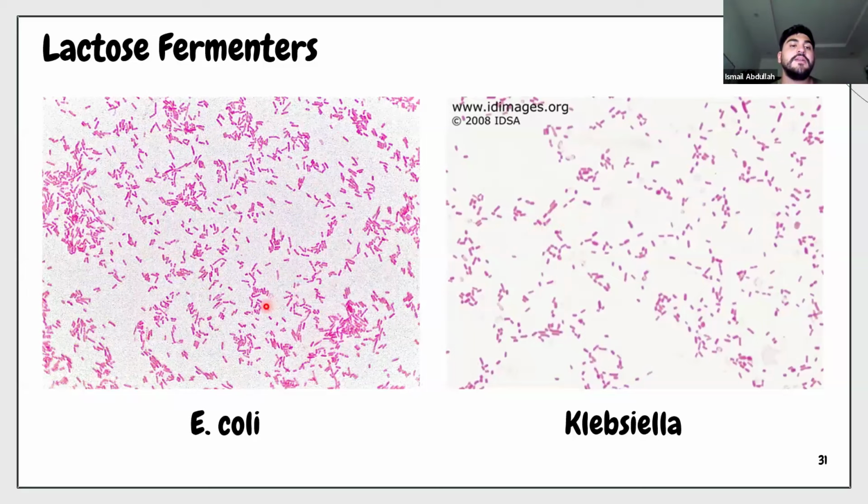Second thing, look at E. coli. It's all over the place. It's even in clusters, right here, for example. So this is because they're motile. They move. Klebsiella, no, they're fixed. And this is how I can tell the difference between E. coli and Klebsiella under a microscope.